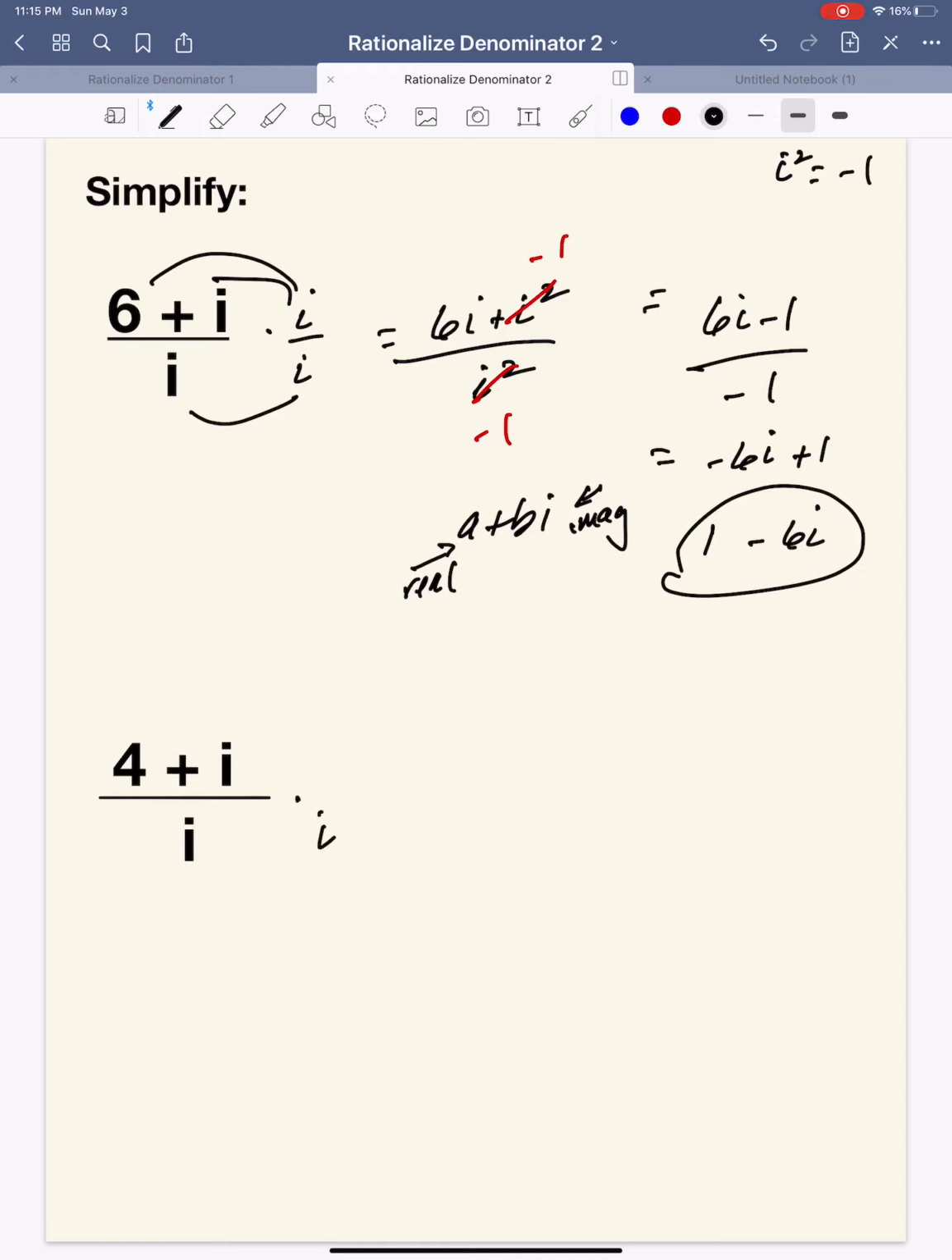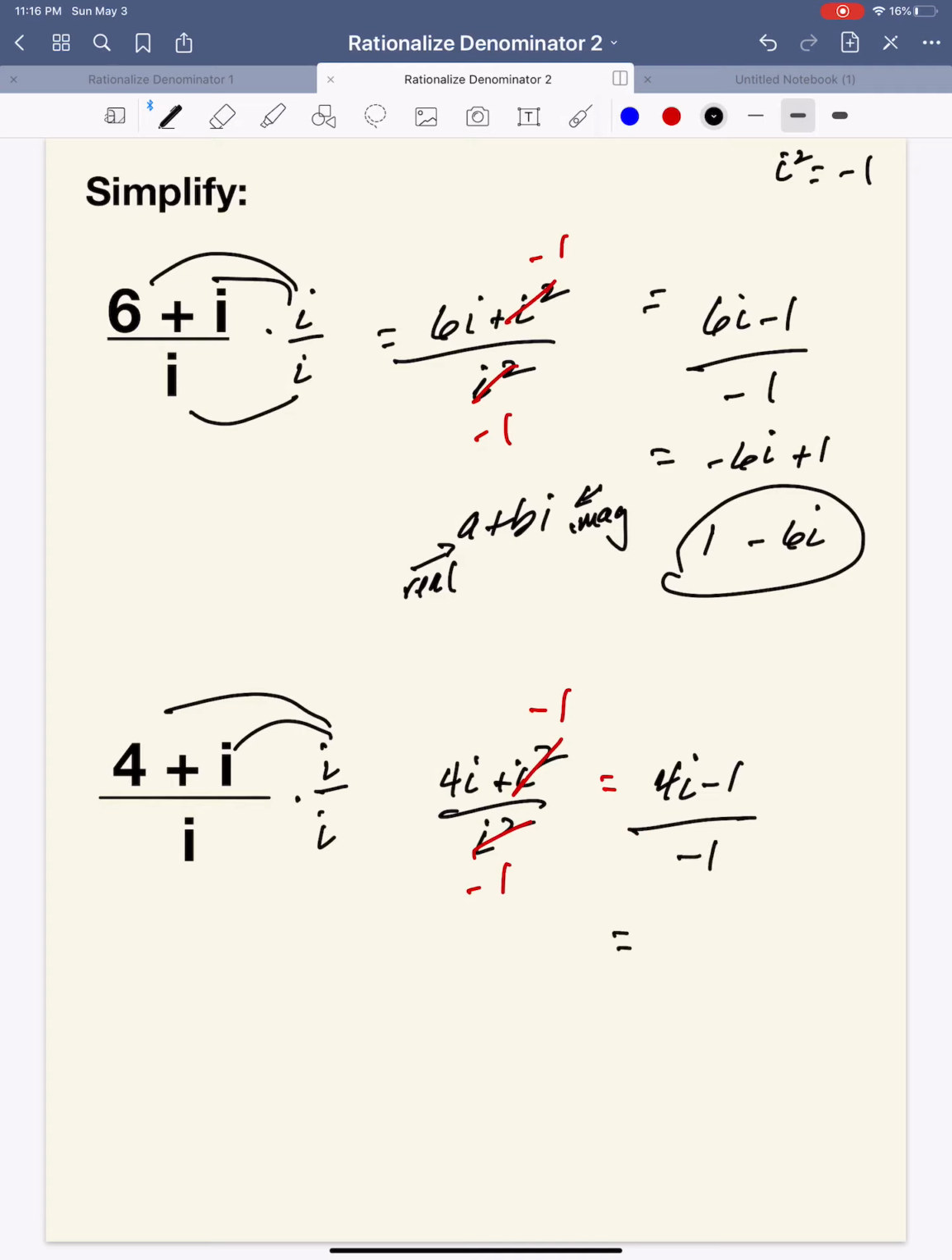Same thing down here. i over i. 4i plus i squared all over i squared. This is -1. That's -1. And you're going to get 4i minus 1 over -1. Can't leave it that way. You're going to get -4i at the top plus 1, and then your answer is going to be 1 minus 4i in a plus bi form. Just switch it around, right? Take that, put it over there. This one goes over there.